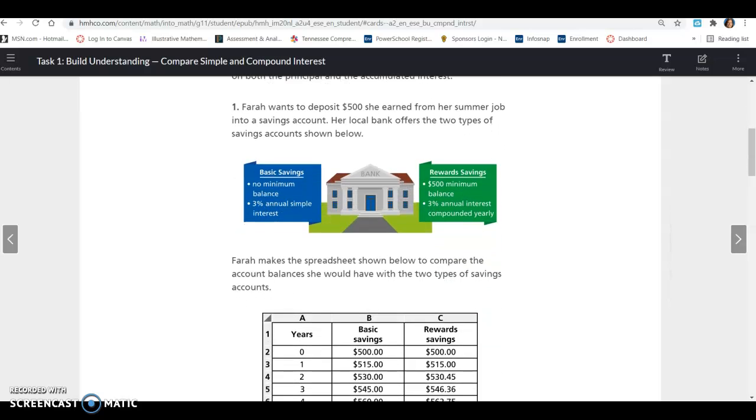Farah wants to deposit $500 she earned from her summer job into a savings account. Her local bank offers two types of savings accounts shown below. All right, on the left, you'll see it says basic savings. There's no minimum balance, and they make 3% annual simple interest. There's another, reward savings, where there's a $500 minimum balance and 3% annual interest compounded yearly.